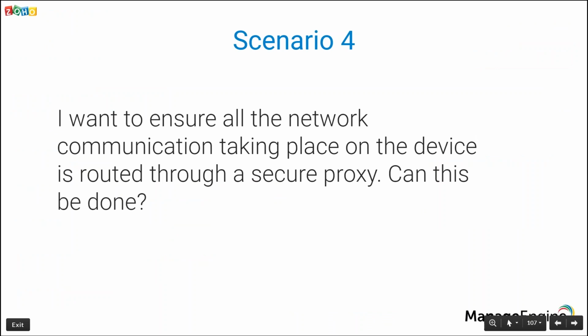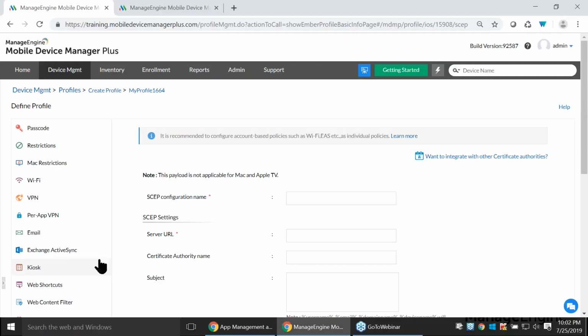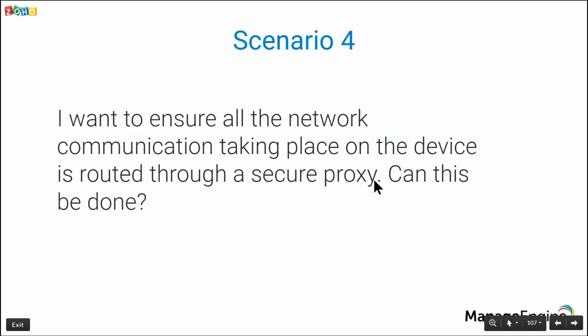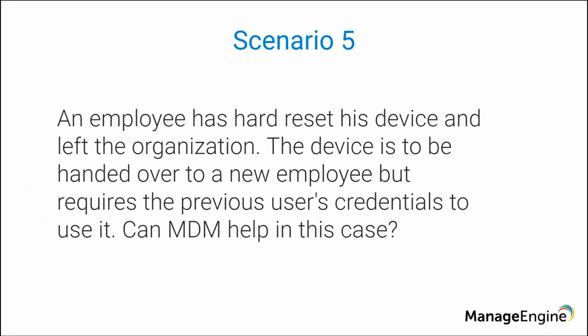And in a scenario wherein you'd like to route all of the device communication through a secure proxy, you can set up the global HTTP proxy as well, and all the device communication, be it mobile data communication, Wi-Fi communication, app communication, everything would go through this particular proxy server alone, which means you can place some restrictions or you can whitelist specific URLs over here again, which would be applied for the entire device, which means it would affect your applications as well and not just the browsers.